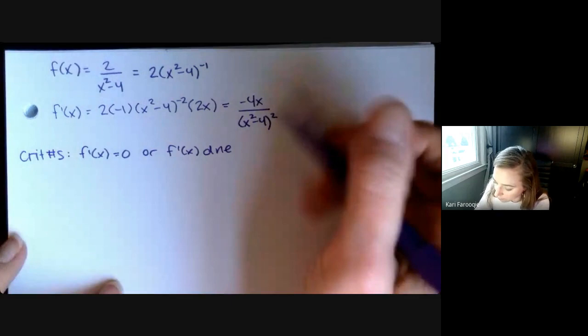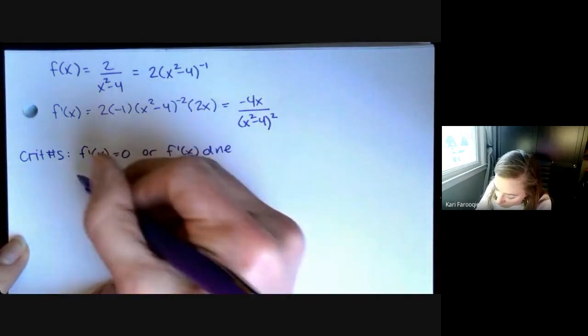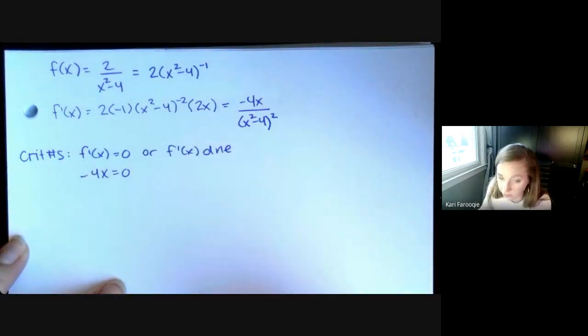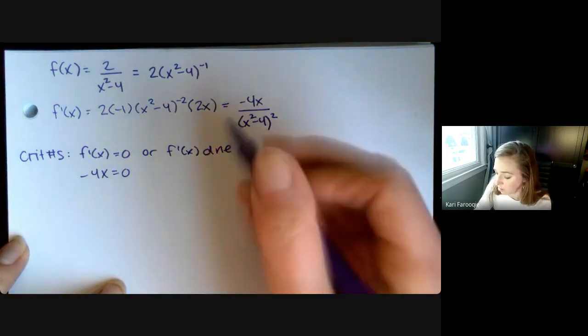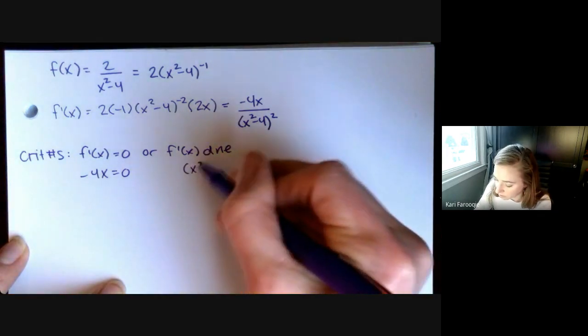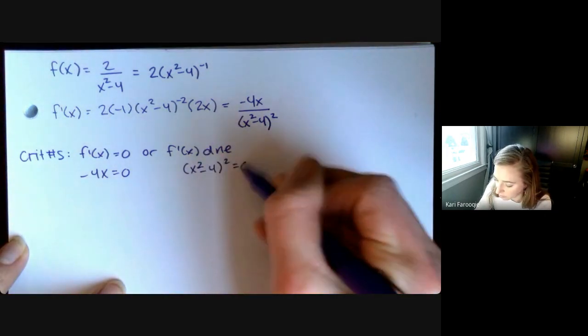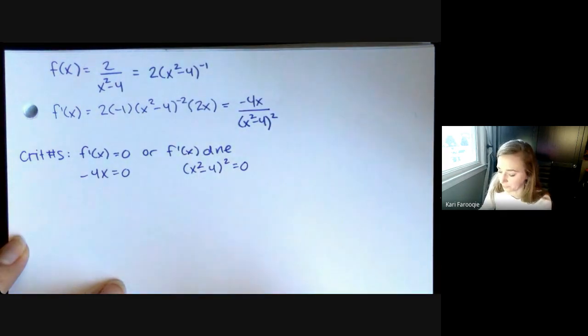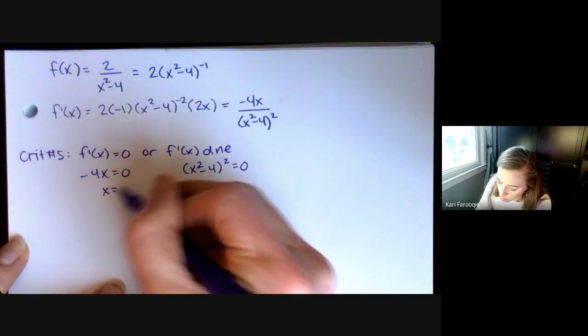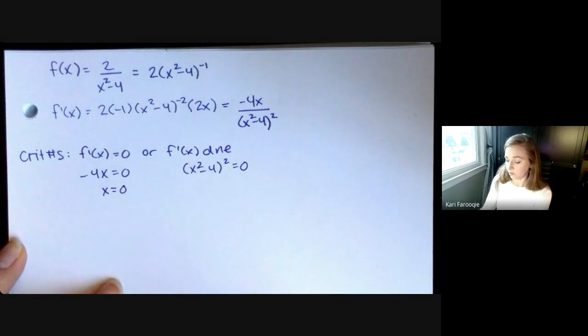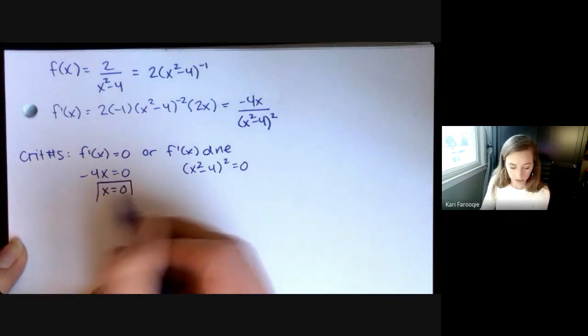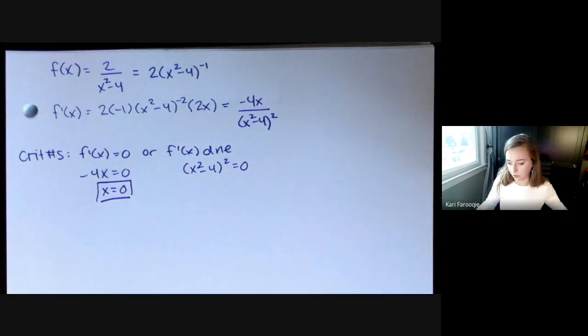Okay, so in order for f prime to equal 0, I need the numerator to be equal to 0. And in order for f prime to not exist, I need the denominator to be equal to 0. For the numerator to be equal to 0, I just have x equals 0. Make sure it's in the domain before you put a box around it.